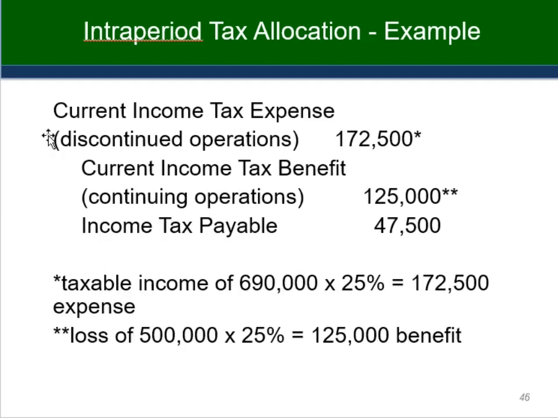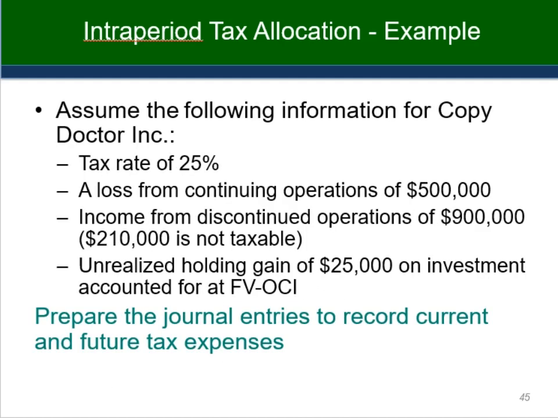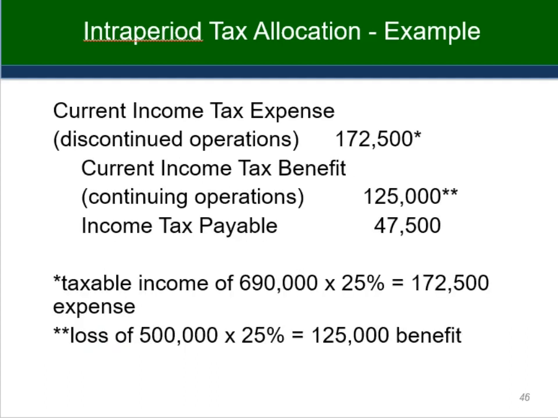The current income tax expense on discontinued operations would be $172,500, which is $690,000 times 25%. The 690 is the 900 minus the 210. So 690 times 25%, $172,500 of current income tax expense on discontinued operations. It would be shown in the discontinued operations section of the income statement.